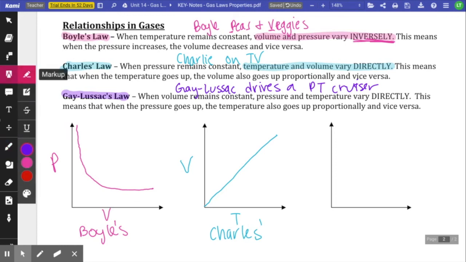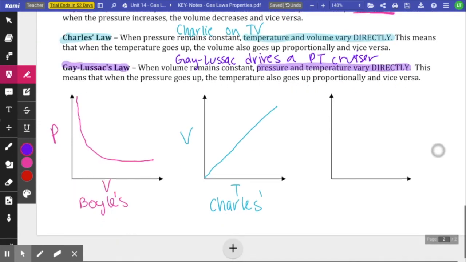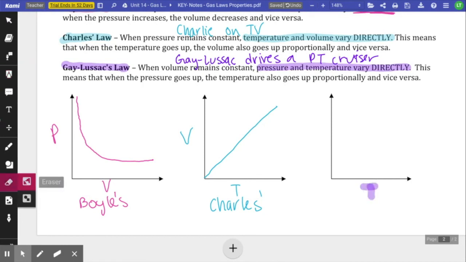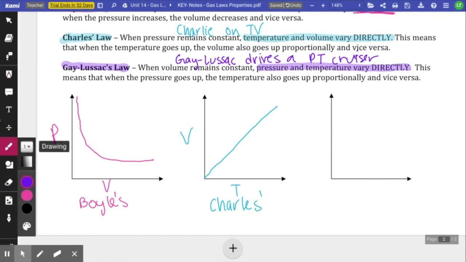When volume stays constant, pressure and temperature vary directly. That means as pressure goes up, temperature also goes up proportionally, and vice versa. So temperature, whoops, didn't mean to write in my highlighter. Pressure, again, very directly. This one is Gay-Lussac.